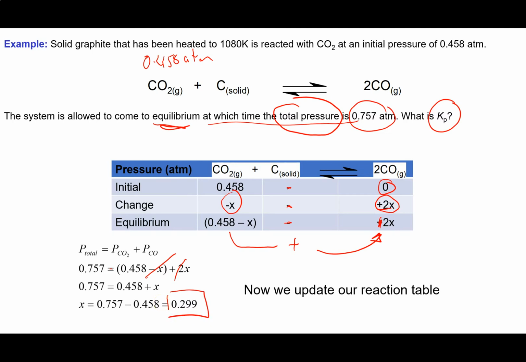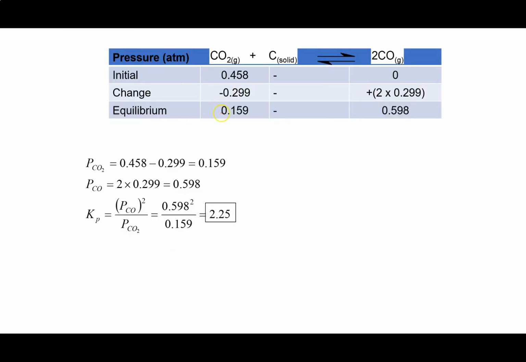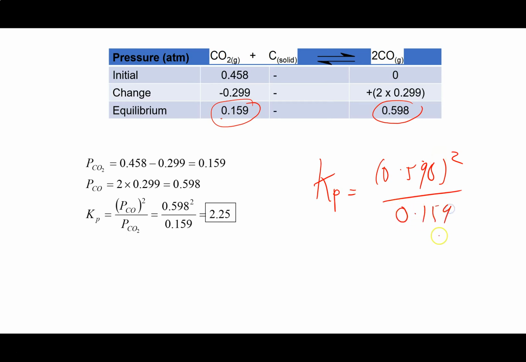So now I go ahead and update my bottom row of my ICE table, and I did my 0.458 minus my 0.299, and that gives me my pressure in atm of my CO2, 0.159. And then my CO went up by 2x from 0, so 2 times 0.299 gives me 0.598. And so now my Kp is going to be my partial pressure of my CO squared, 0.598 squared, over my partial pressure of my CO2 at equilibrium, 0.159, and I got an equilibrium constant of 2.25.